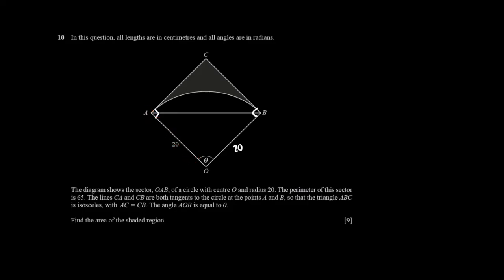So the triangle ABC, so ABC is isosceles. If it's isosceles, it means that these two lines are identical in length, okay? Same length there. The angle AOB is equal to theta. That's that angle there. Want to find the area of the shaded region.